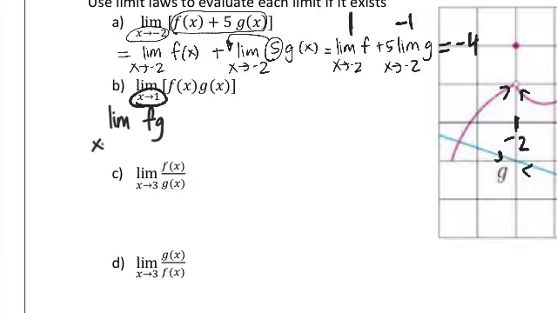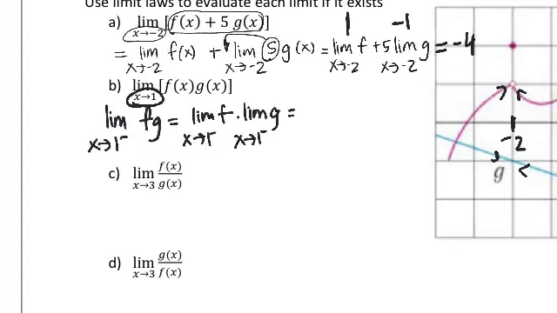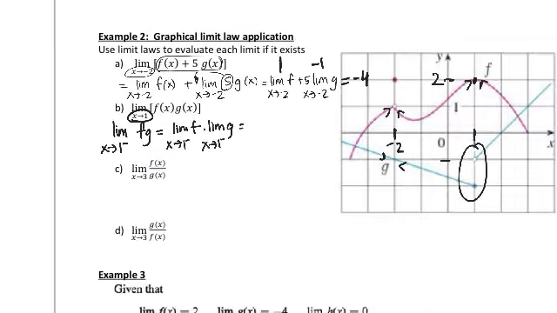So the limit of fg as x approaches 1 from the left is going to be the limit of f as x approaches 1 from the left times the limit of g as x approaches 1 from the left. And let's see what that works out to. The limit of f as x approaches 1, from the left or the right, is 2. And then the limit of g as x approaches 1 from the left, g approaches -2. So it's 2 times -2, or -4.